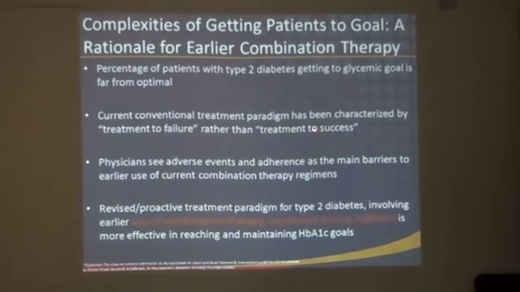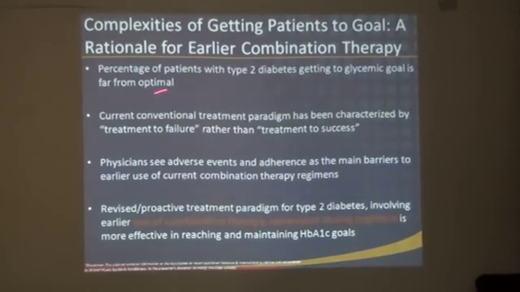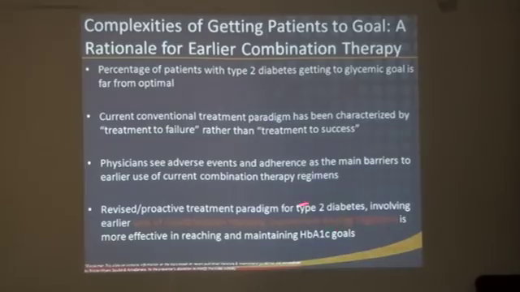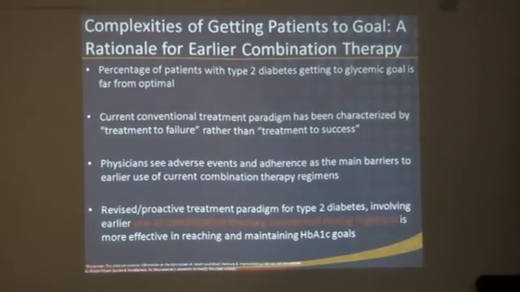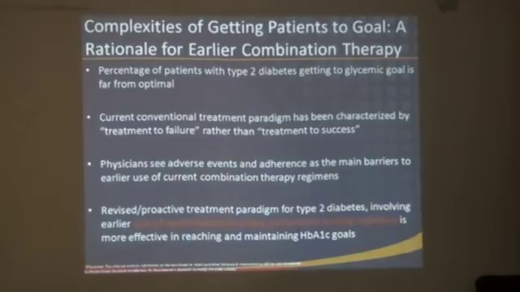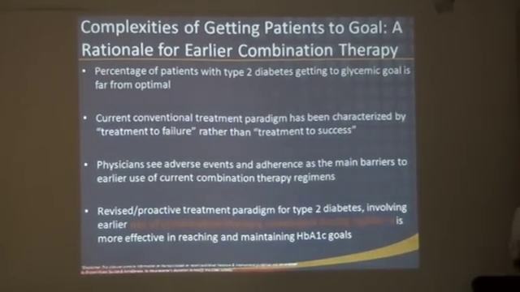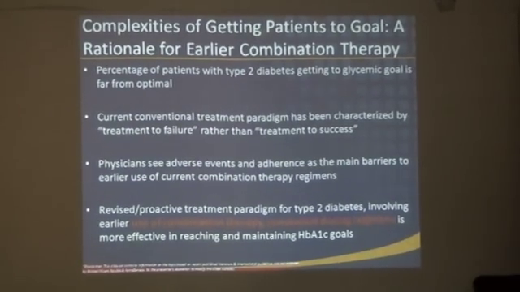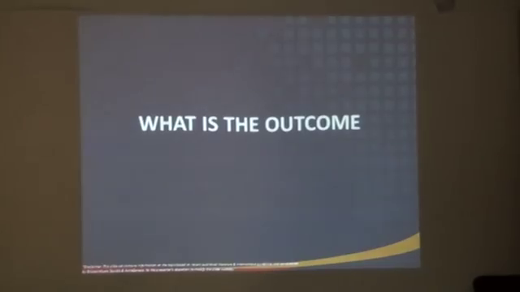Conventional treatment has been characterized, as we mentioned, by treatment failure rather than treatment to success. Use of combination therapy early in the disease is more effective in reaching, and this is the important thing, maintaining the goal. Reaching the goal is not always difficult. Keeping it down, maintaining it at the goal, is even more difficult, as you know, because diabetes is a continuous process. The beta cells are continuously undergoing apoptosis. So you need to keep adding drugs every now and then, increasing the dose of drugs, so that you can keep them at the target level all the time.